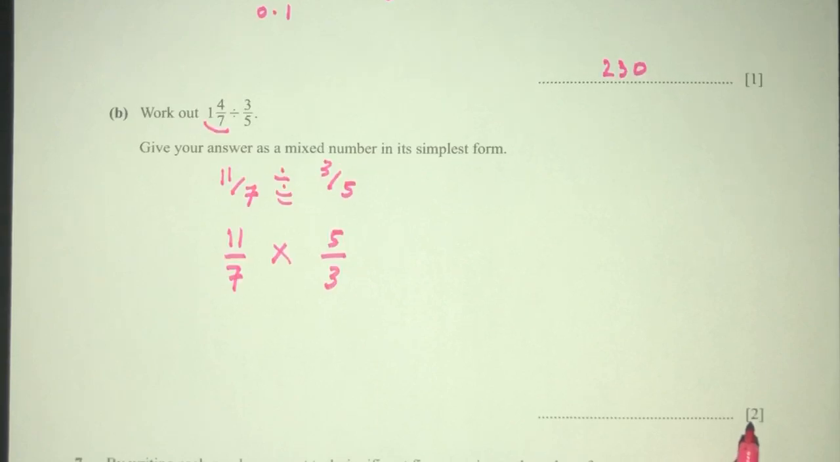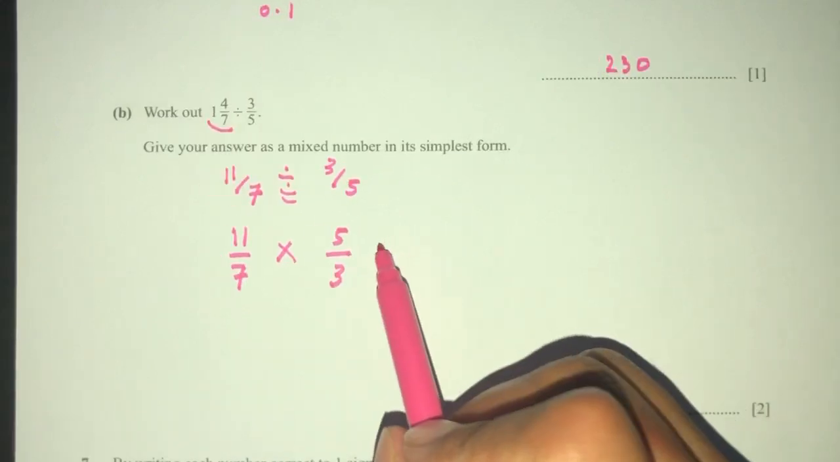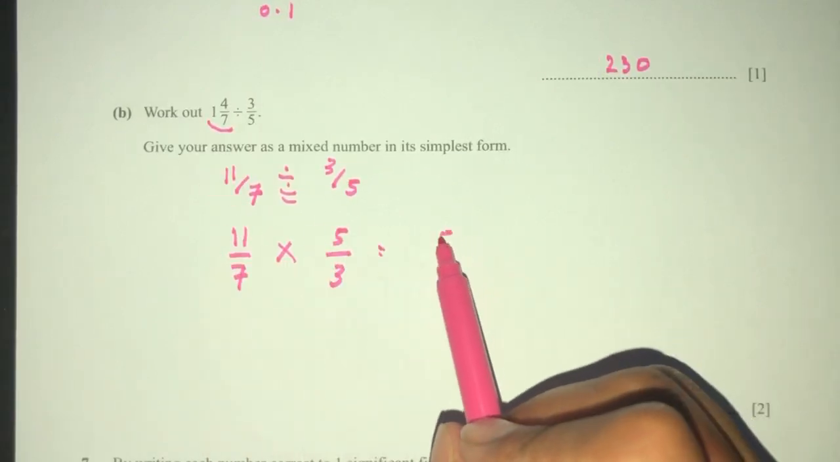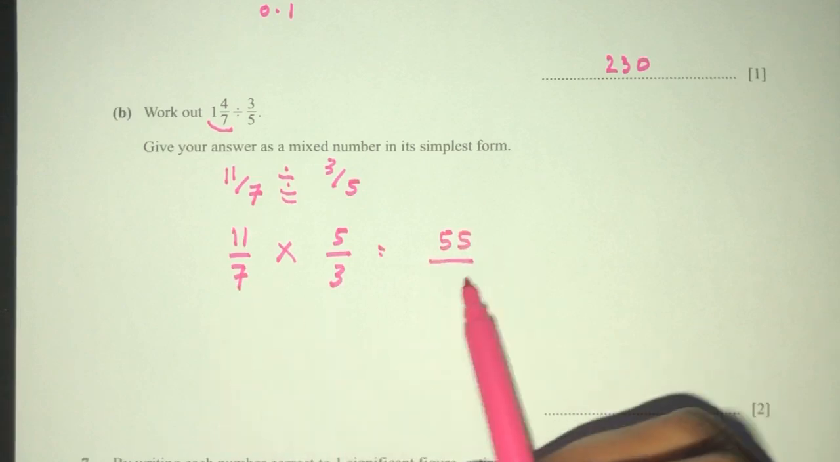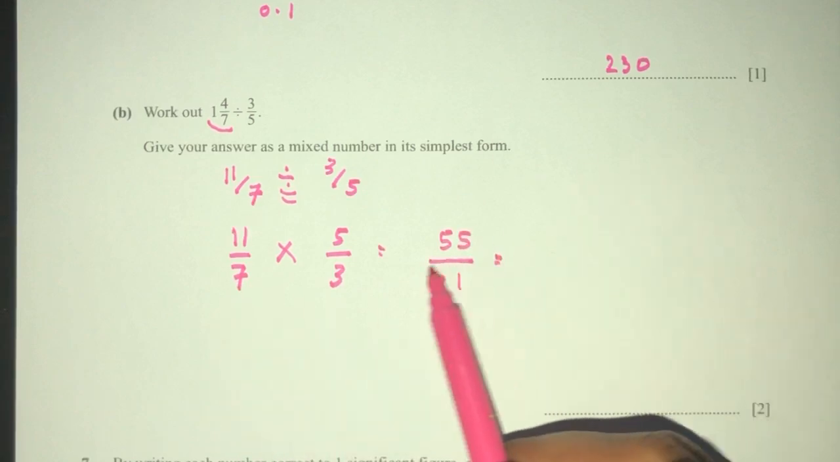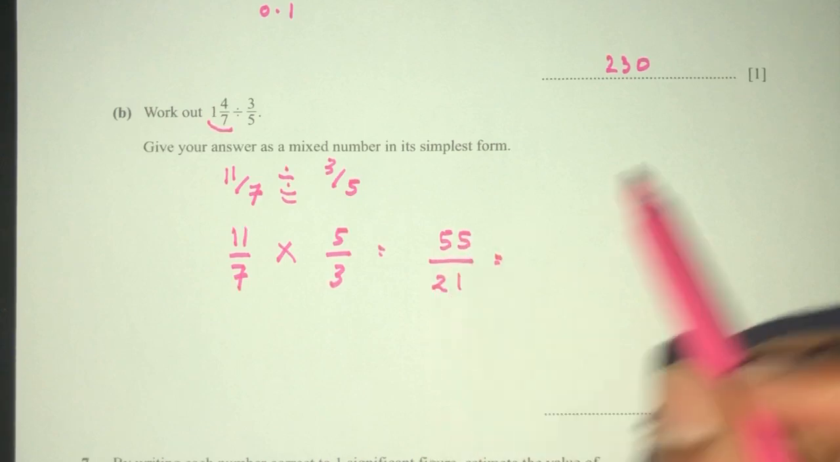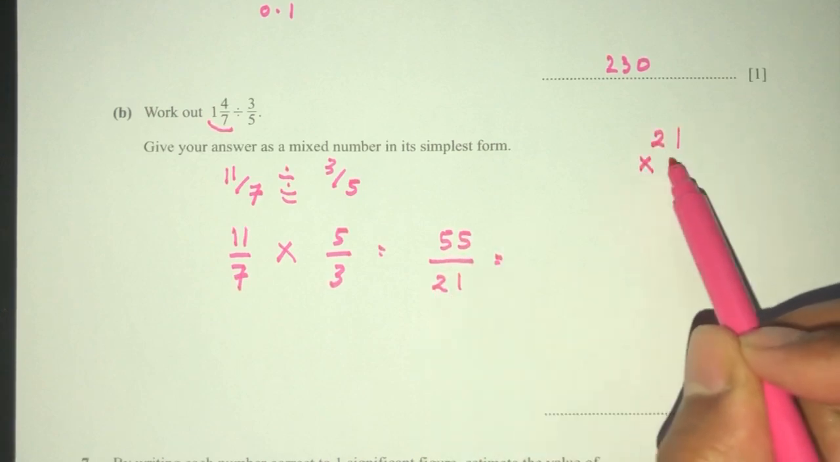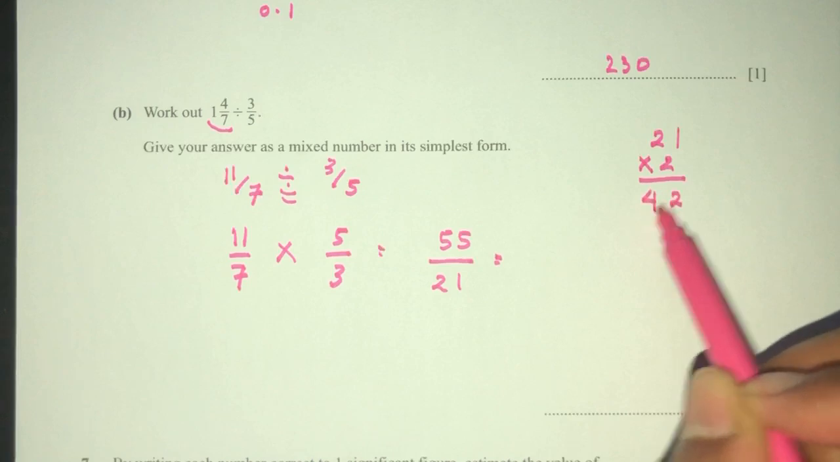Okay? And then now we just have to solve. So that will be 11 times 5, which is 55, divided by 21. Now we can test how many times 21 we have in 55. We can try times 2, that will be 42.